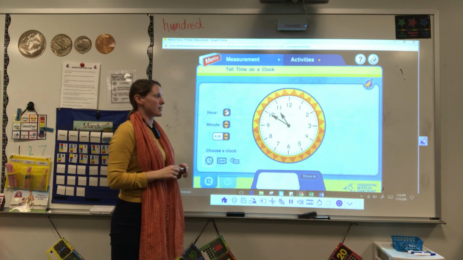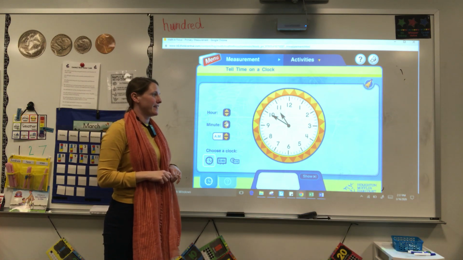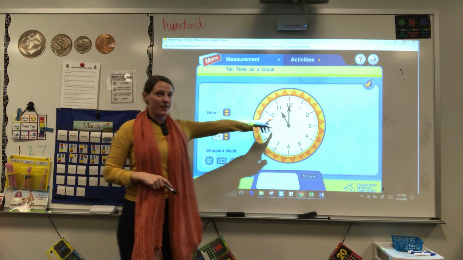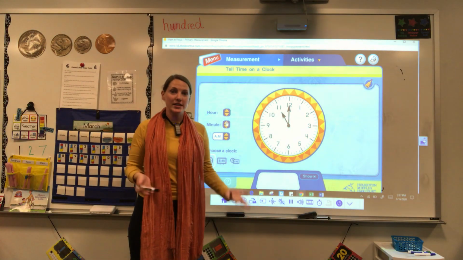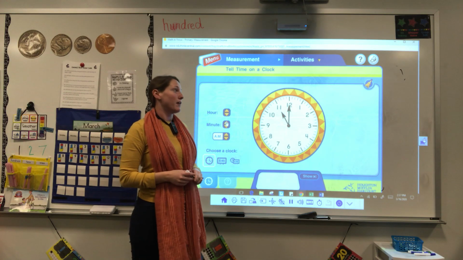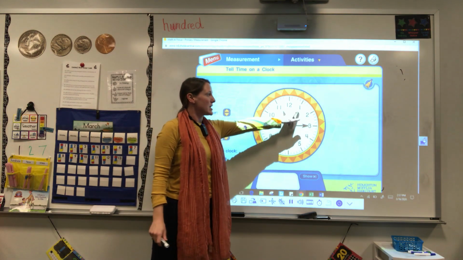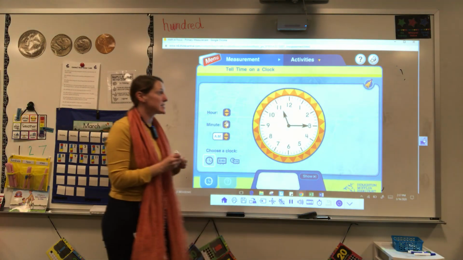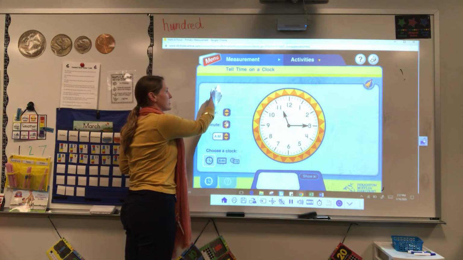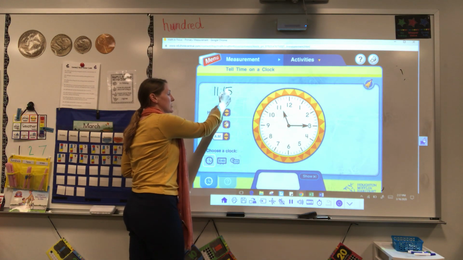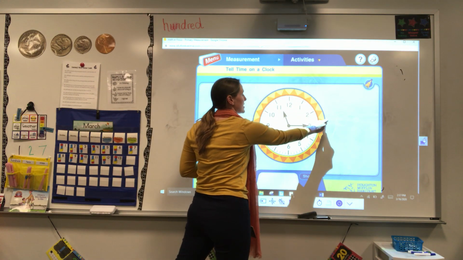If we were to make our clock say 11 o'clock, right now our hour hand is on the 11, our minute hand is up to the 12. Let's go ahead and make it say 11:15. We moved our minute hand by 5, 10, 15 minutes. Now it's quarter past 11 or 11:15. Remembering that 3 is really worth 15 minutes.